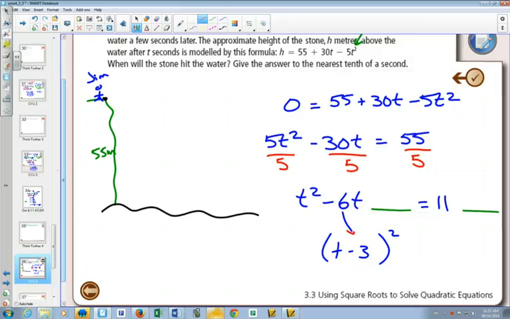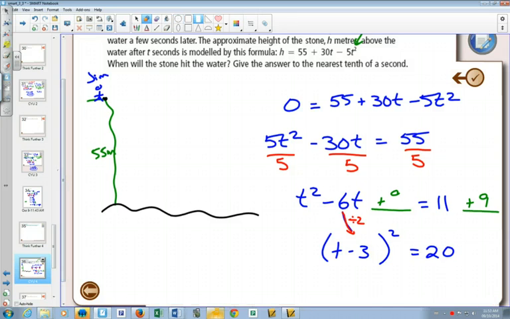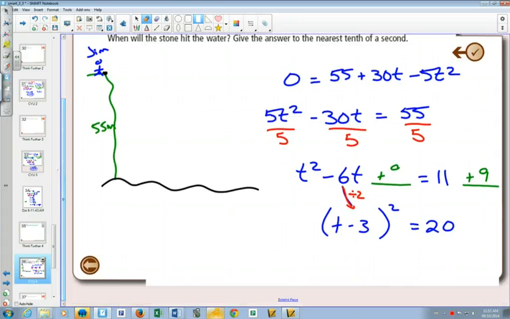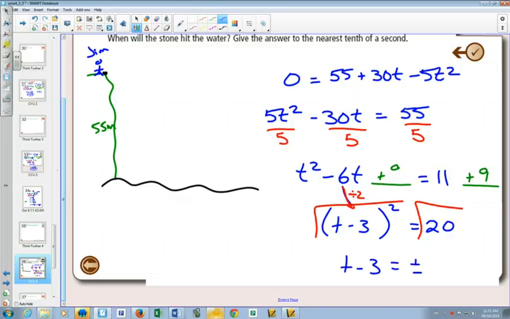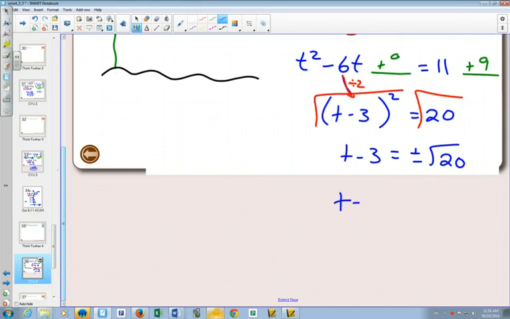This is always half. Divide that by 2. You get minus 3. Minus 3 times minus 3 will give us 9, so we'd have to add plus 9 on that side. We'll get 20. Square root both sides. Don't forget the plus or minus. And we get t is equal to, add 3 to both sides, 3 plus or minus root 20.